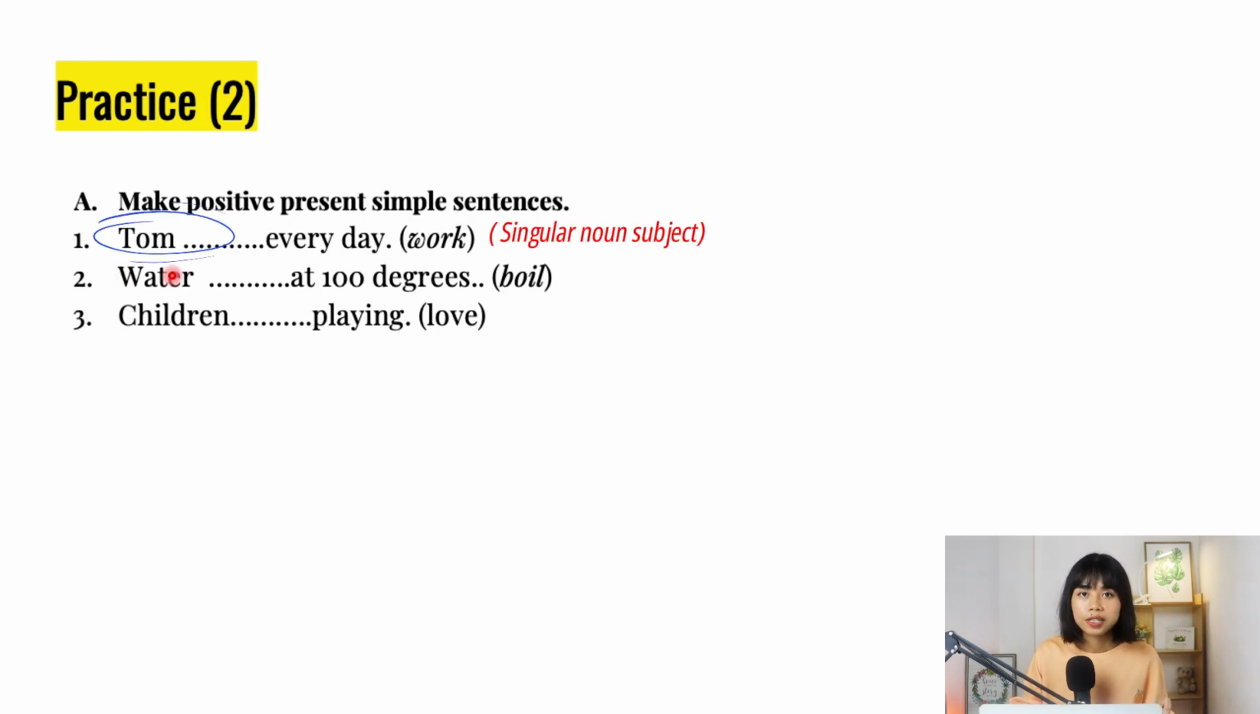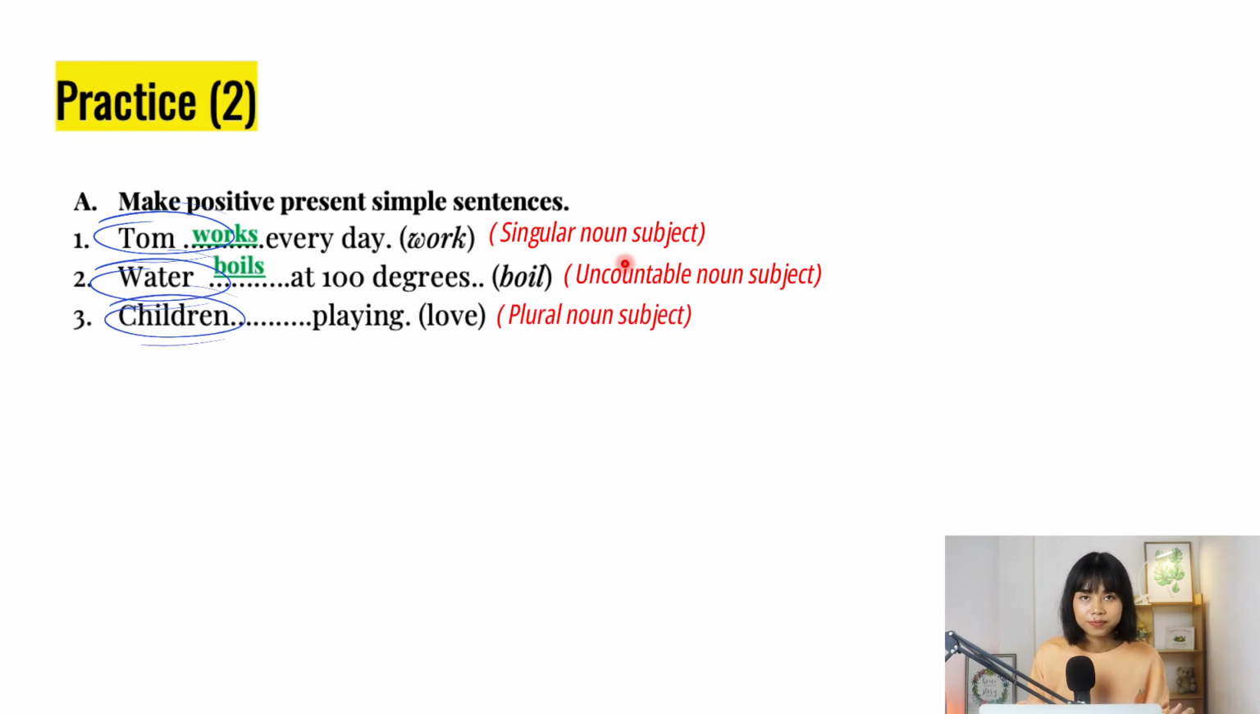So we use, yes, we add an s, es, or ies to the verb. We use the same forms as when the subject is he, she, or it. The correct sentence is Tom works every day. Very good. Number 2, water blank at 100 degrees. Okay, so is water singular, uncountable, or plural? Yes, as we all know, water is an uncountable noun, right? So we use the same form as when the subject is he, she, or it. Here's the complete sentence. Water boils at 100 degrees.